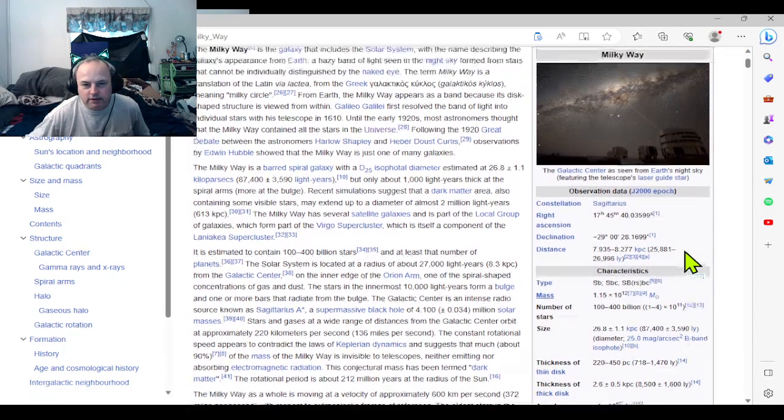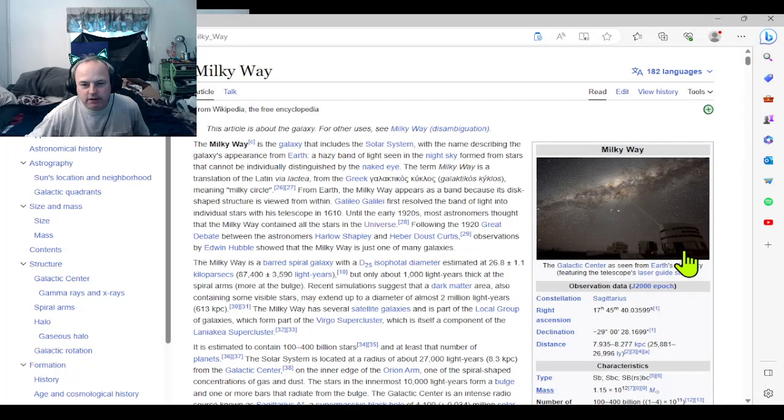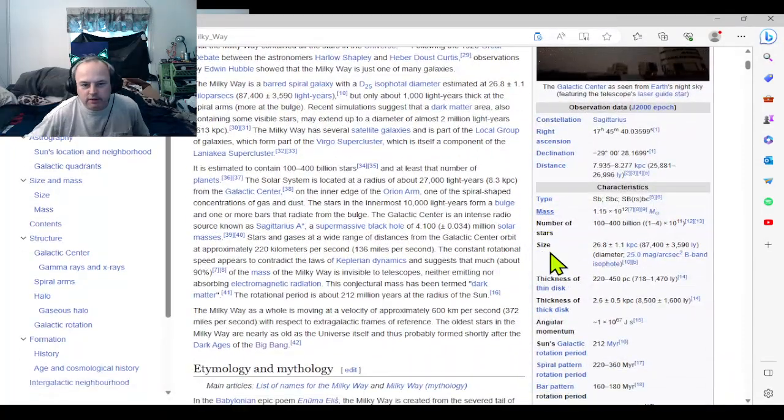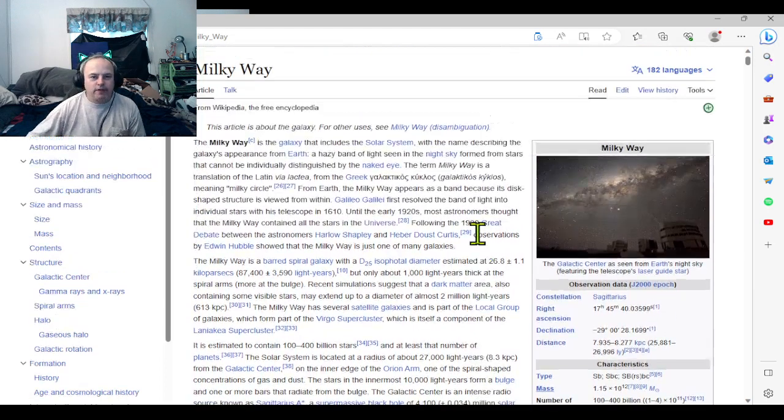No, that's a constellation. Oh, that's our galactic center in Sagittarius. Yeah, so the size of our Milky Way is 87,000 light years across, and that's only an error of 3,600 light years. So 87,000 light years across and 1.15 trillion masses of our sun.